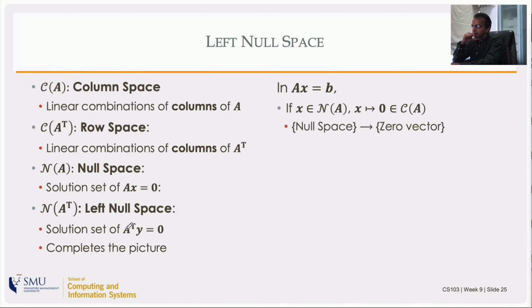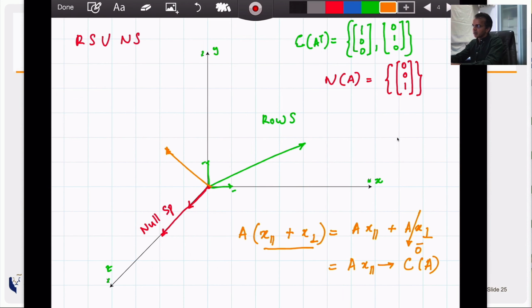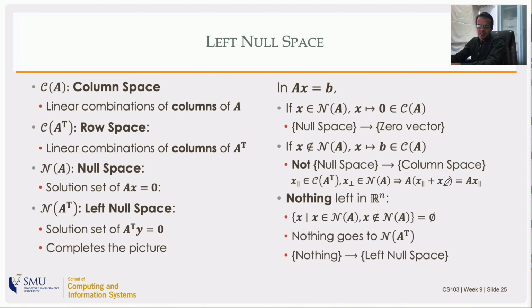But if you think about Ax equal to b, I showed you that if x is in the null space, we know by definition that it will necessarily go to the zero vector. And if x is not in the null space, all such vectors will go to the column space, because the component that is in the null space will not contribute to anything. That will just disappear to the zero vector, and then there is nothing left in the input space. In R^n, vectors are either in the null space or not. If it is in the null space, it will go to the zero vector. If it is not in the null space, it will go to the column space. So there's nothing left to go to the left null space. So nothing goes to the left null space. So that completes the picture.